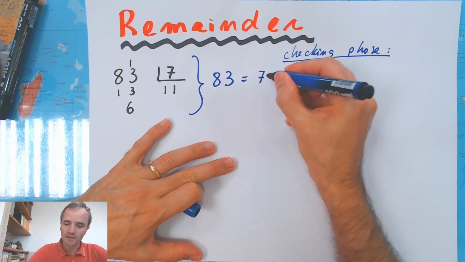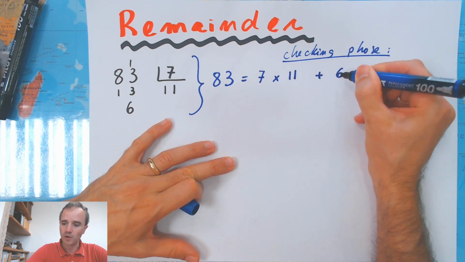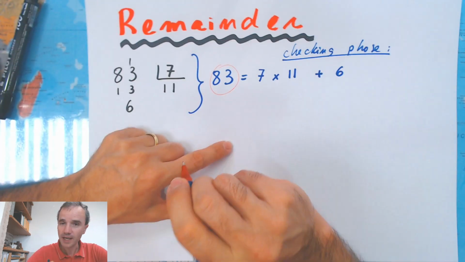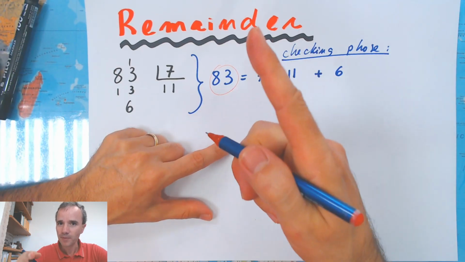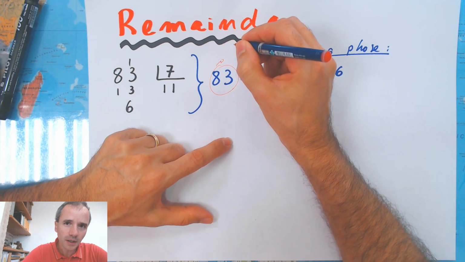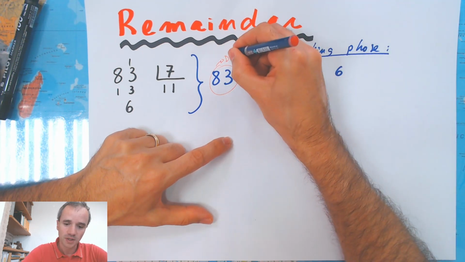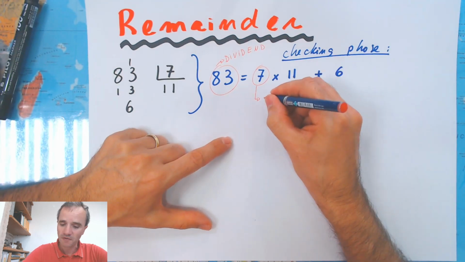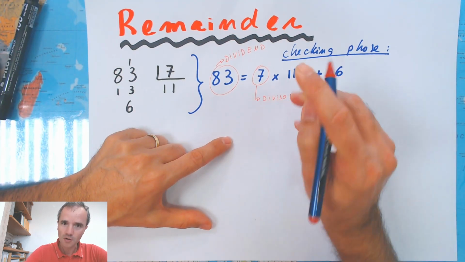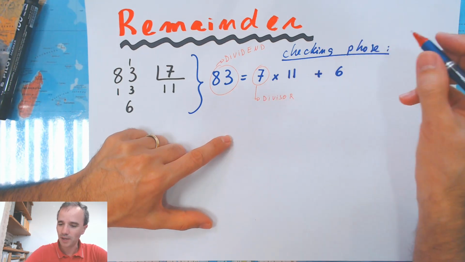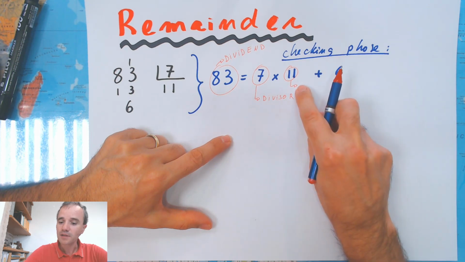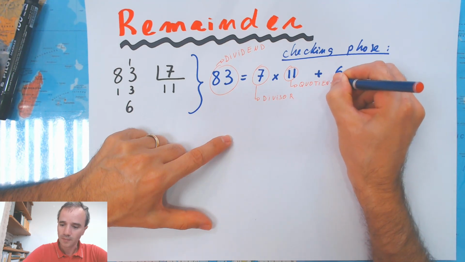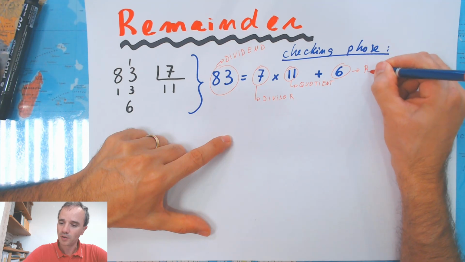Now 83 is 7 times 11 plus the remainder. Remember, 83 is going to be the, say it out loud, the dividend. 7 is going to be the divisor, of course. Now 11 is going to be what? The quotient. This is the answer, right? The quotient. And this is the famous remainder.